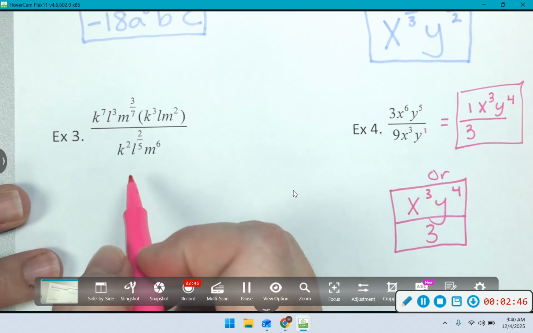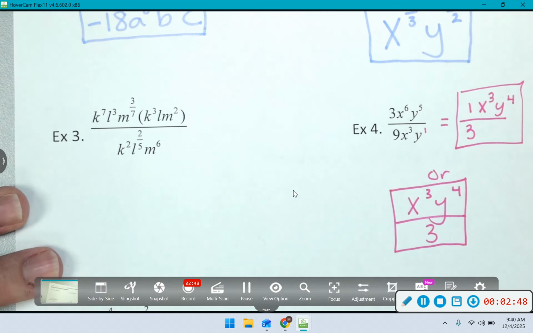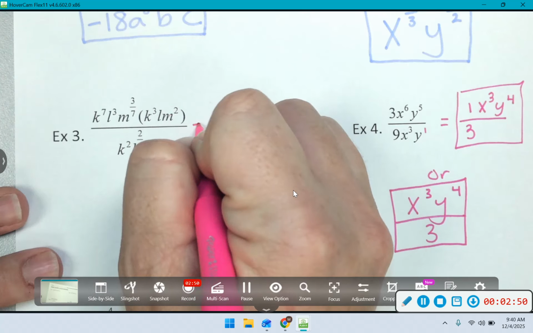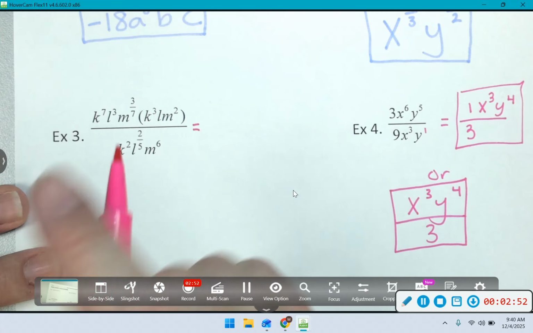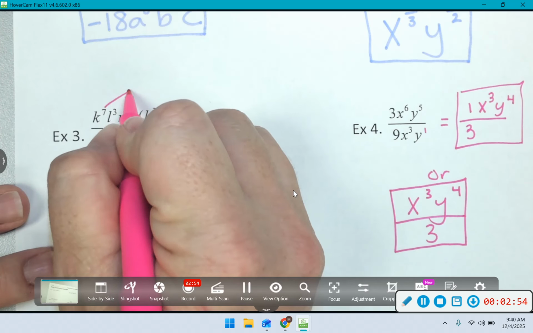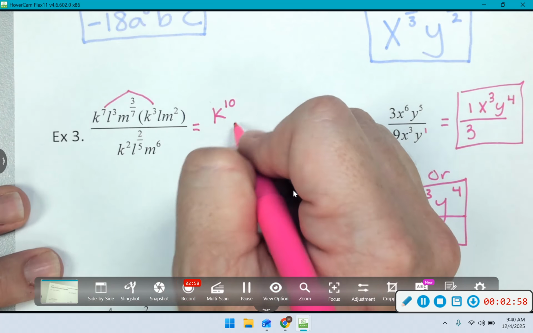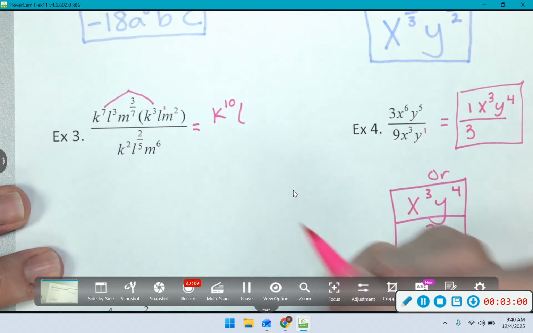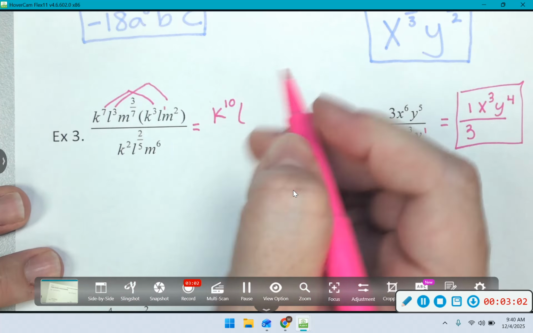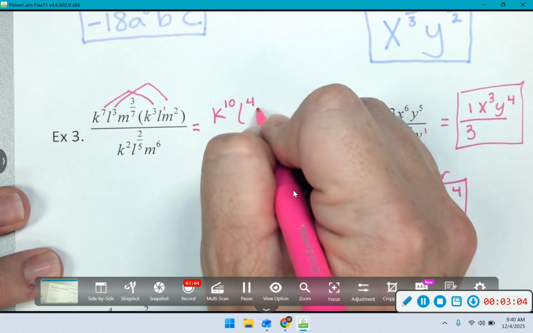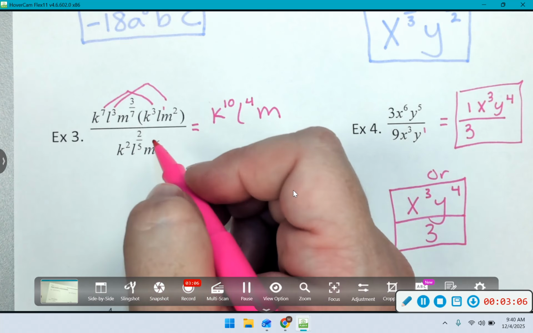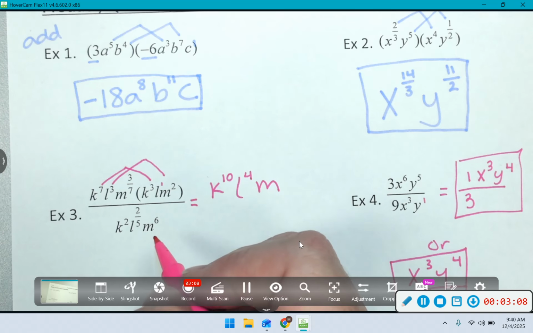Okay, this one we have multiplication and division. So I'm going to multiply the top first. I'm going to simplify the top before I try to divide. So I have k, 7 plus 3. And I have L, if there's no exponent, I'm going to put a 1, 3 plus 1. And then I have m as a fraction, so I'm going to use my calculator.